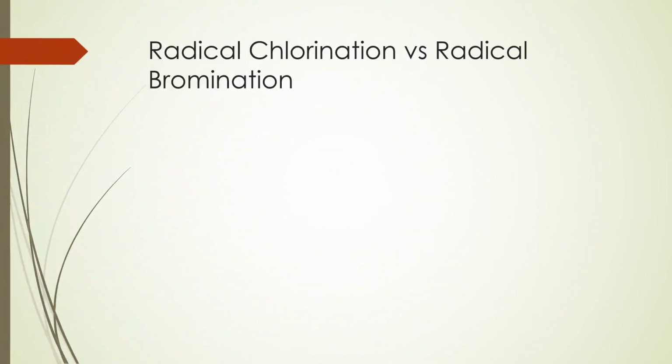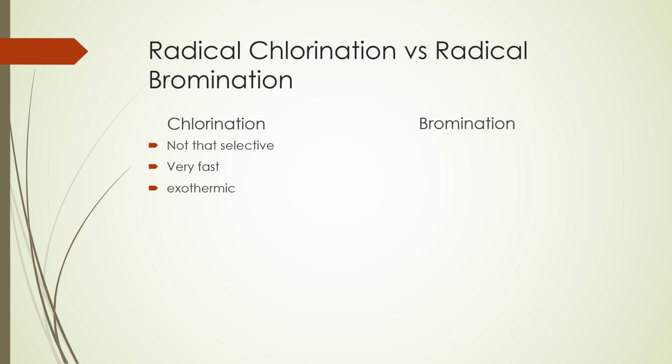What's the difference between using chlorine and bromine? Chlorination reactions aren't selective and proceed very quickly because they're exothermic. Bromination reactions, on the other hand, are very selective and go slower because they're endothermic.